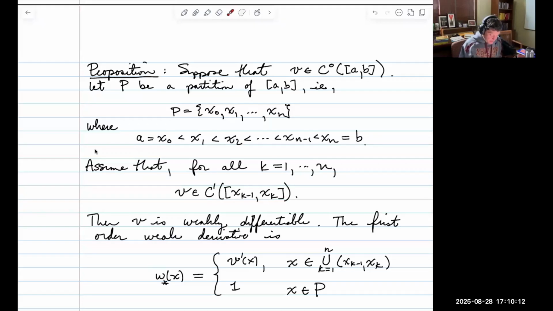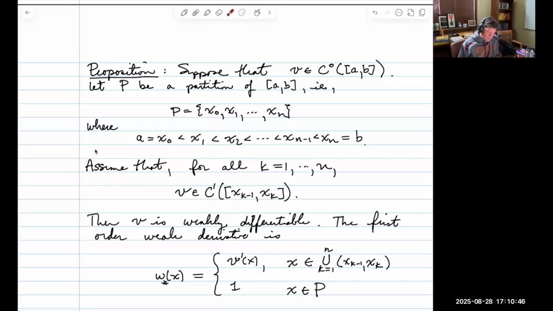So let P be a partition of [a, b]. What does a partition of [a, b] mean? It means that it's a set of points that are increasing, and the first point for a standard partition is equal to the left endpoint, and the last point of the partition is equal to the right endpoint. And all the points of the partition are otherwise ordered in this way: x0 is less than x1 is less than x2, up to xn, right?